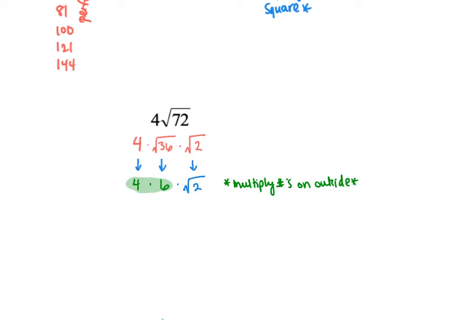4 times 6 is 24, so this is going to be 24 times the square root of 2. And that's as simplified as you can get.